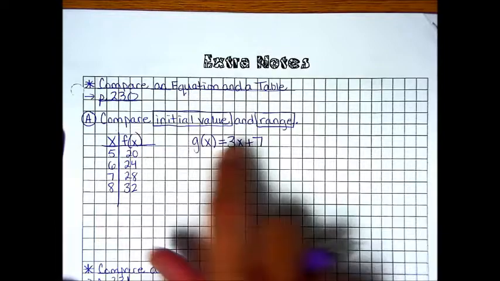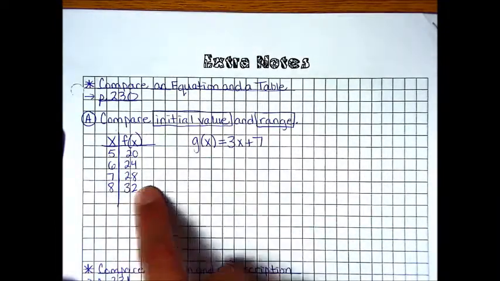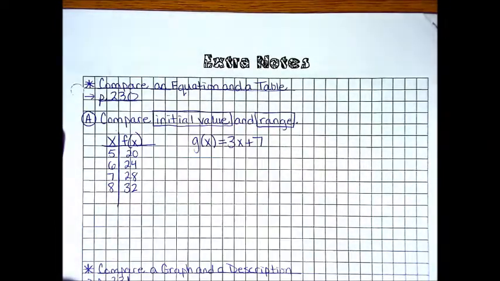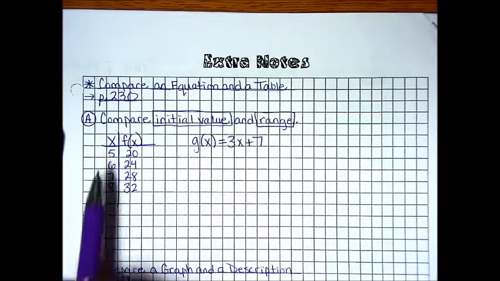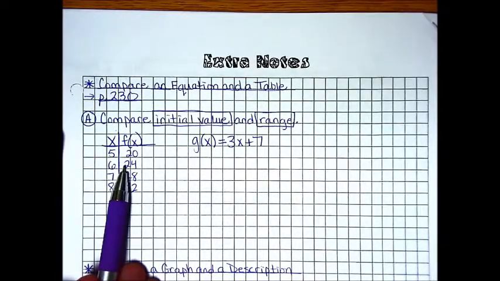We have to compare initial value and range for both of these. Which means if you're going to compare the initial value and the range, you kind of need to know the initial value and the range. So let's start with f of x. For f of x, it's kind of already done for you.